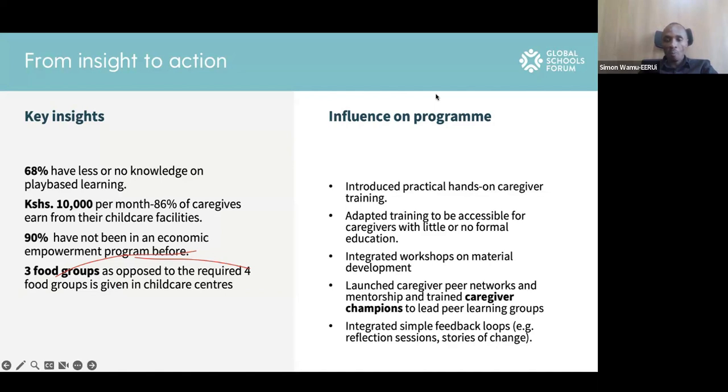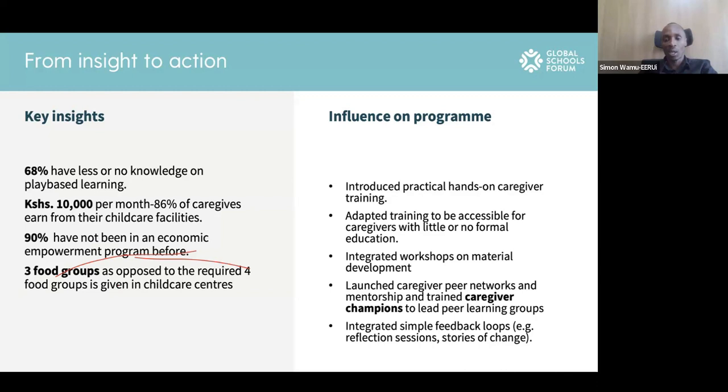And then we also launched caregiver champions to lead peer learning groups, because we realized that most of these caregivers didn't know each other. They did not have any form of interaction. Most of them were operating in silos. And for us to create a network of caregivers who have one thing in common, we decided to introduce the caregiver champions who are leading, as we speak now, peer learning groups.